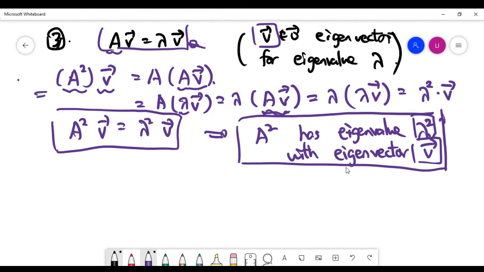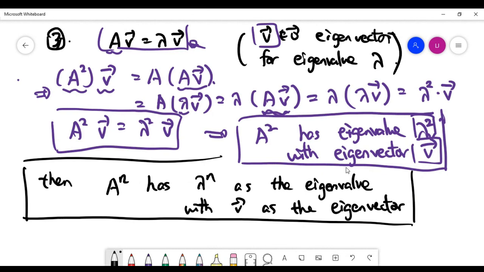And you can actually do an induction on this process. The conclusion here is that if you take A to the power n, basically I'm saying you do the matrix multiplication n times, like this, we understand automatically that it must have the eigenvalue lambda to the power n, and the corresponding eigenvector is v. And that's the third note we have, and that's the end of this video.